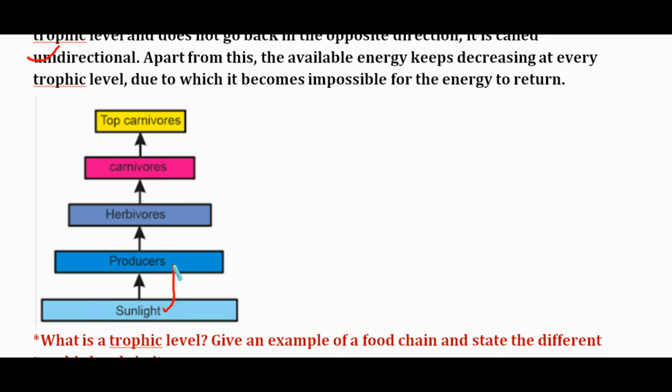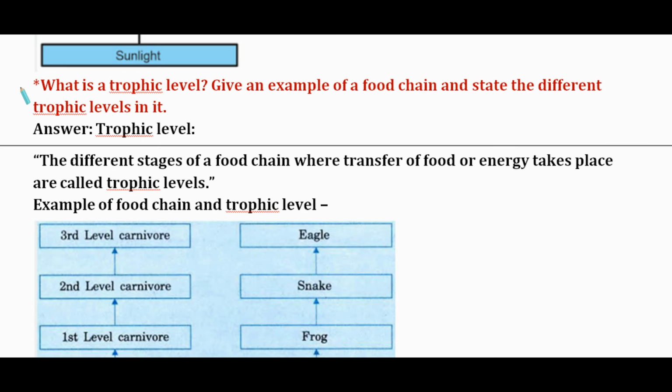The energy of sunlight is used by the producer. Producers give their energy to herbivores, herbivores give their energy to carnivores, and carnivores give their energy to top carnivores, at 10%, and this is the decreasing sequence of energy.